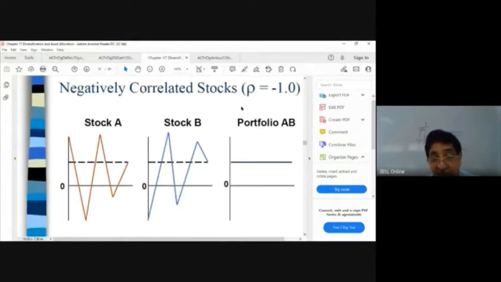If negatively correlated, what happens? Here you can see rho is -1, which means negatively correlated. When perfectly negatively correlated assets are added to a portfolio, the risk will be reduced to a very low extent.